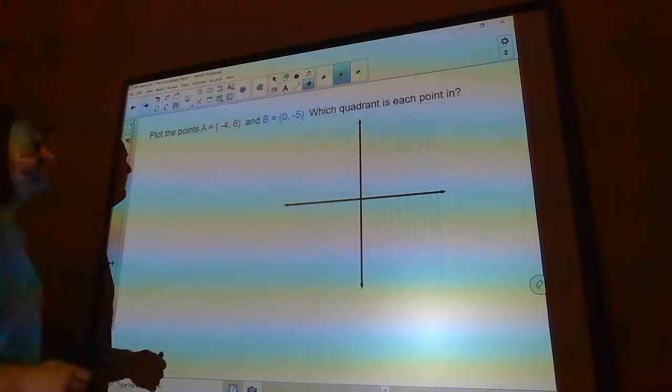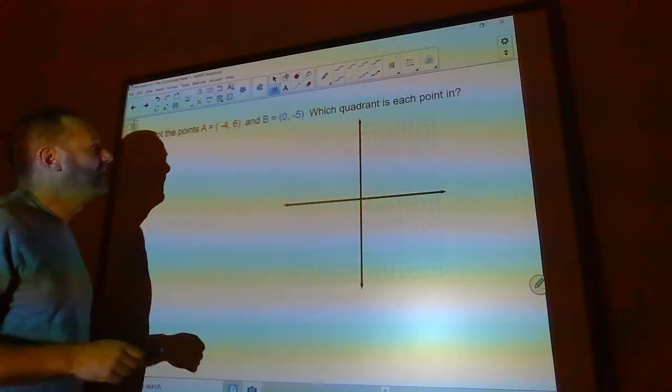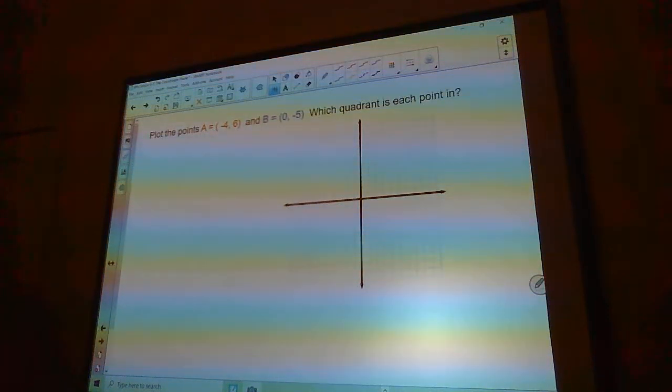Okay, plot the points: A is at -4, 6, and B is at 0, -5. Which quadrant is each point in? So I'm going to let you pause the video. I'll let you figure this out real quick, and then jump back on here and make sure you got it right.